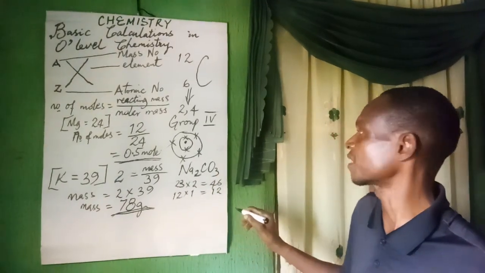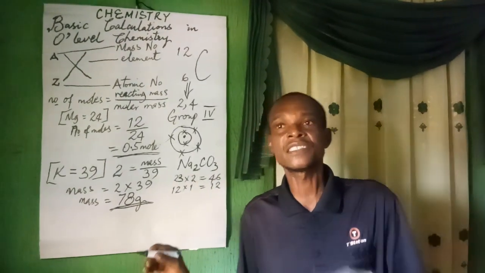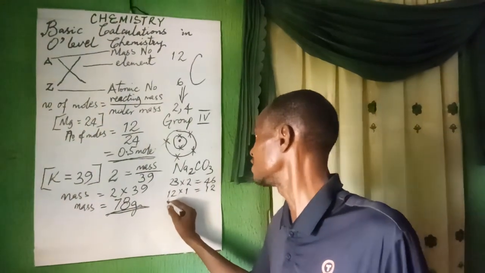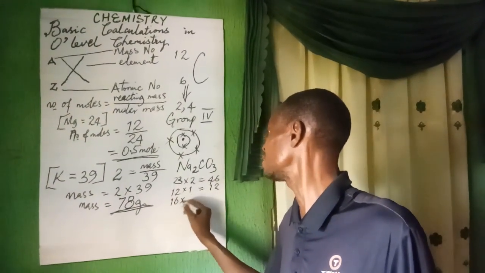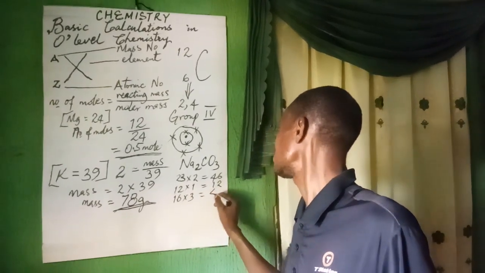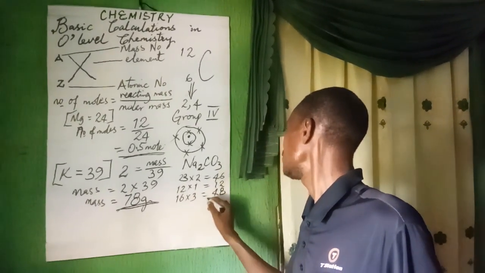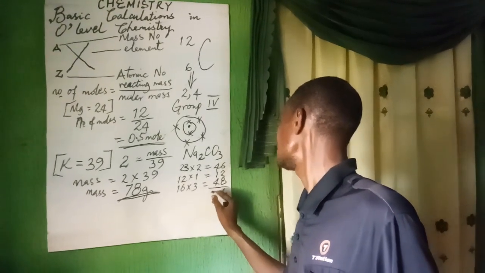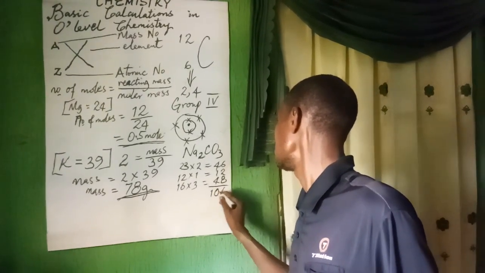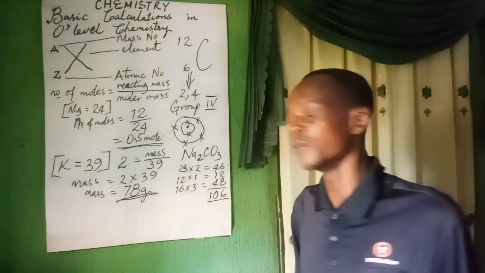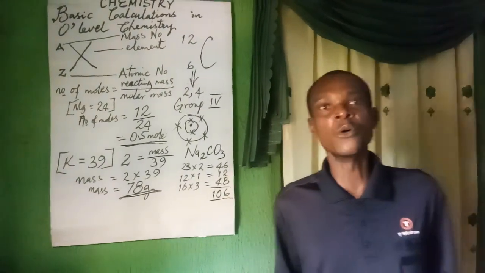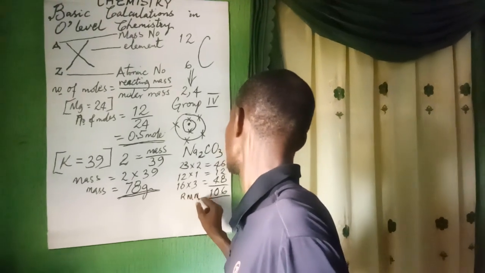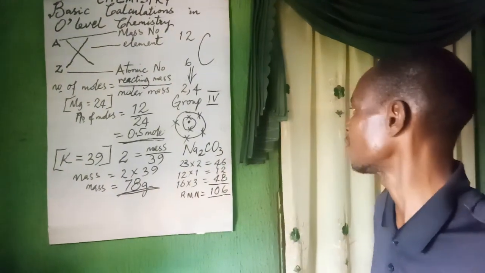Oxygen is O3. Oxygen is 16. Its relative atomic mass is 16. So since we have 3 atoms of oxygen, we are going to say 16 times 3. That gives us 48. When we add all of this, we are going to have something in the neighborhood of 106. This is the relative molecular mass of sodium trioxocarbonate 4.